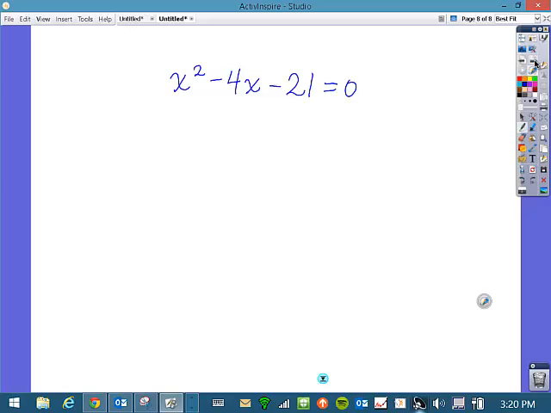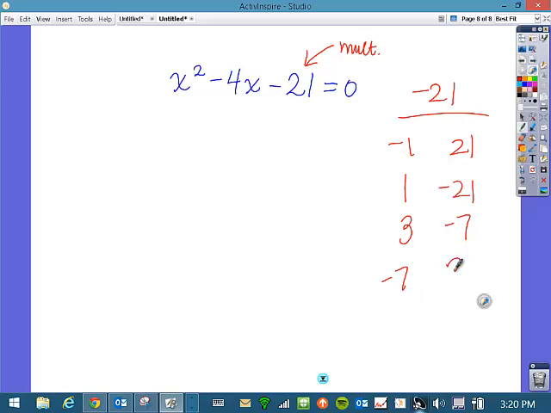All right, and then our last one for this video, x squared minus 4x minus 21 equals 0. We want to come up with a list of numbers that multiply to give you negative 21. So we have negative 1 and 21, positive 1 and negative 21, positive 3 and negative 7, negative 3 and positive 7. Then we are going to add all of those together, and they should add up to equal negative 4.